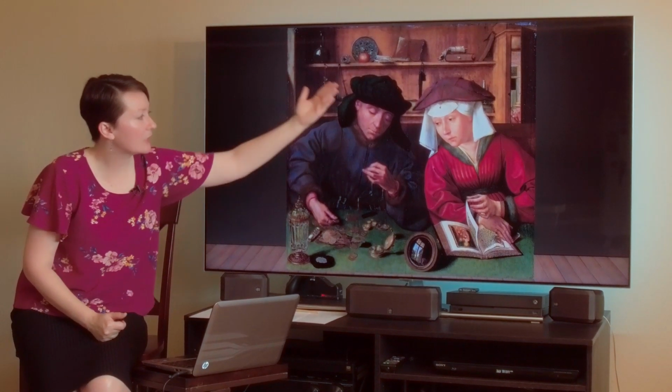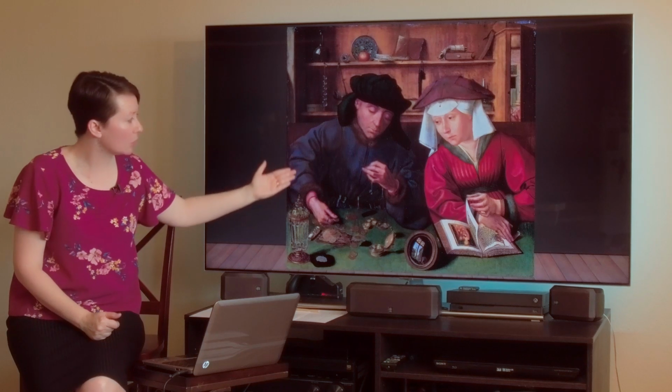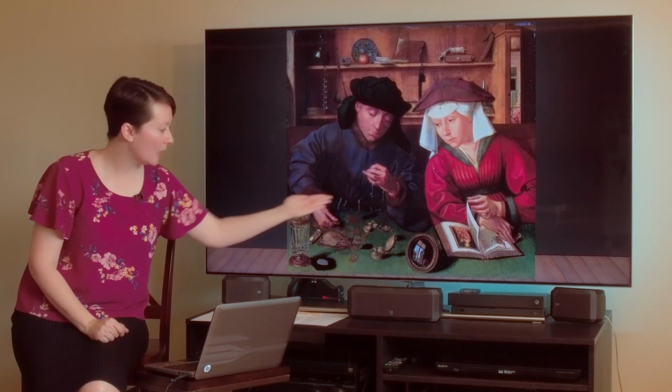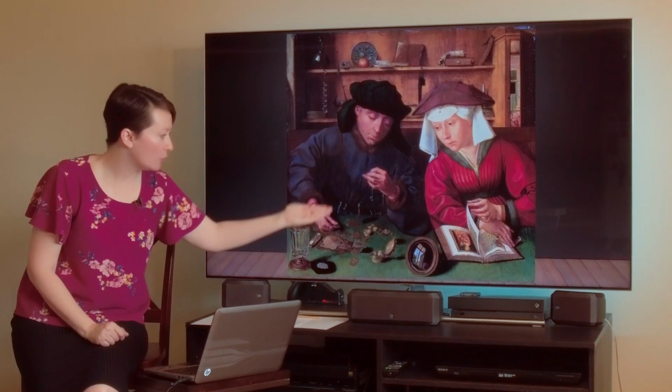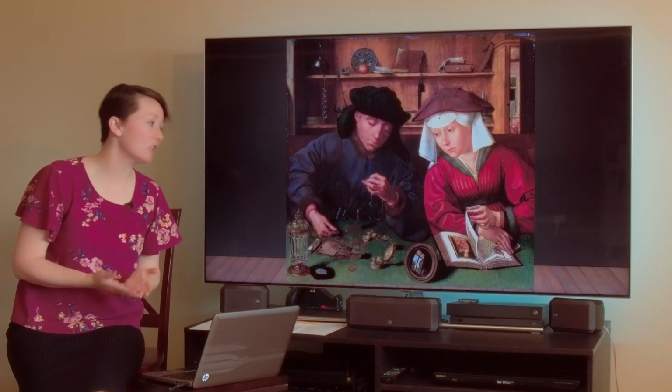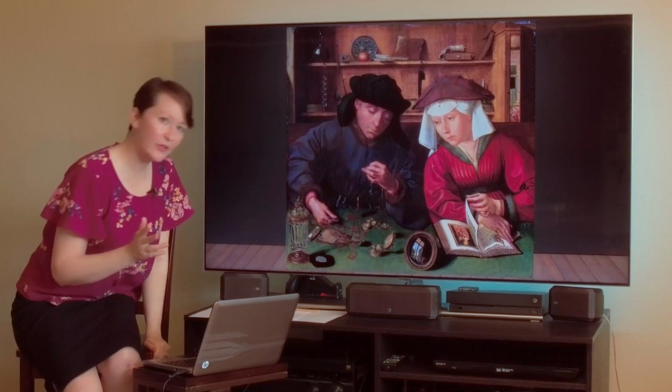So here we have our banker or moneylender. Next to him is his wife. Now he is in blue and she is in red. And what he's doing here is he's weighing some gold coins using a scale, okay? And what is in front of the young lady? It's actually a holy book. It's almost as if she's supposed to be reading and studying her book, but she looks like she's a little bit distracted, doesn't she?